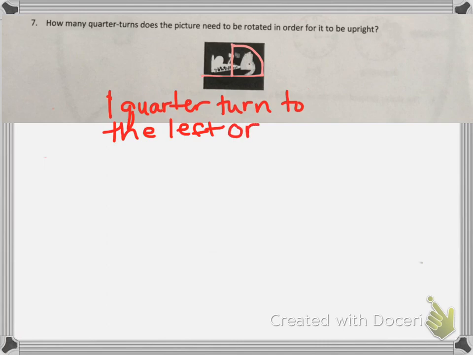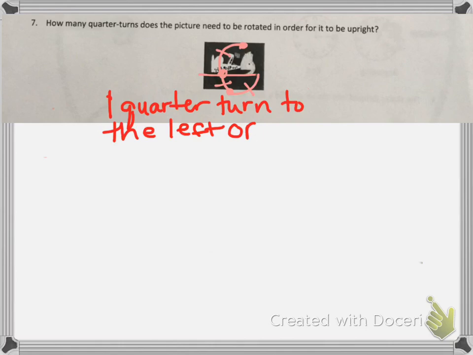Or, let's look at it a different way. He's laying down. What if I turned him to the right? What if I went this way? So if I turn him a quarter turn, is he upright? No. Oops, sorry, I went too far. If I turn him a quarter turn, his head's down here. That's 1. If I turn him again, his head is here. Is he upright? No. If I turn him again, his head will be up there. Now is he upright? Yes, I turned 1, 2, 3 turns to the right.